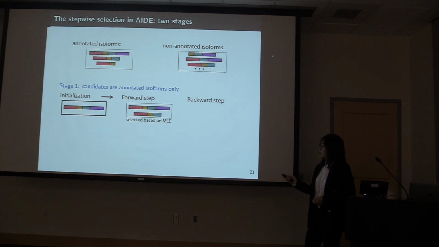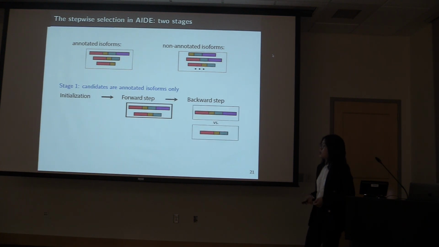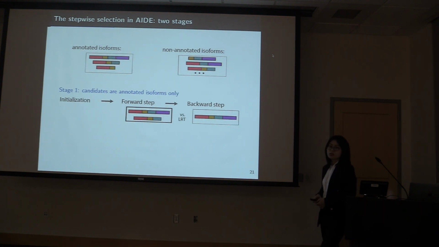This isoform is selected based on maximum likelihood estimation. Then we compare this proposed new model with the current model using the likelihood ratio test. If the test result is significant, then we move forward, and our current variable set contains 2 annotated isoforms. Similarly, in the backward step, we consider removing one annotated isoform from this set to rectify the results. Again, this isoform is selected based on MLE, and we compare the two models using the likelihood ratio test to determine whether we should remove the isoform or keep it.